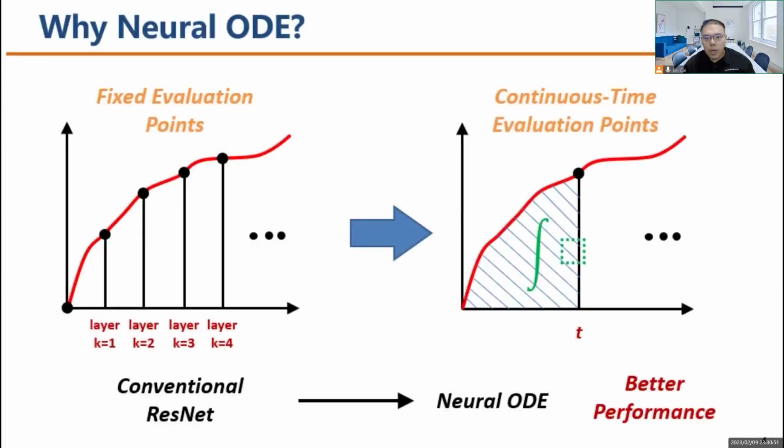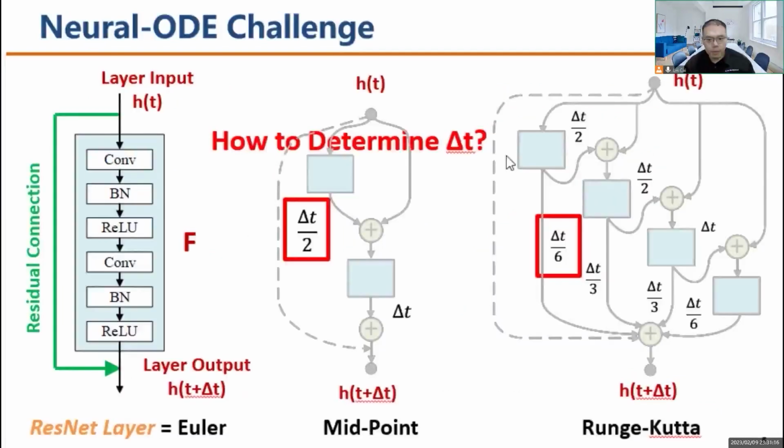One may ask, why do we want to bring ODE to neural networks? The biggest motivation is that a convolutional ResNet can only inference discretely layer by layer, and the evolutional points are fixed. Extending it to a so-called Neural-ODE, the evolutional points become continuous, leading to better modeling performance.